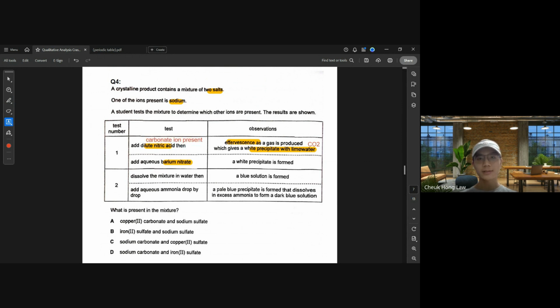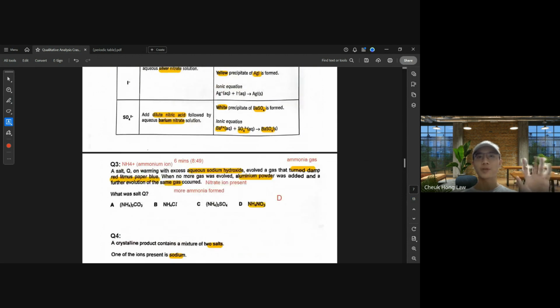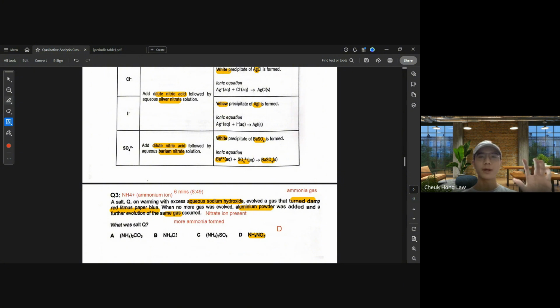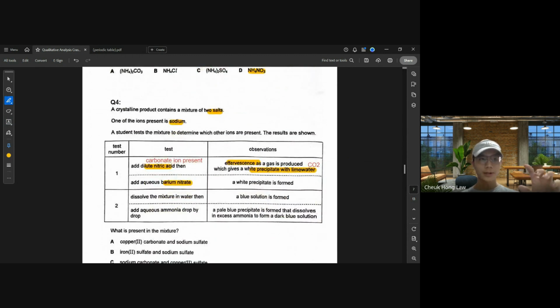Then next, you add aqueous barium nitrate, a white precipitate is formed. When you add barium nitrate, your white precipitate formed is barium sulfate, because this is your test for sulfate. So I know that this white precipitate is barium sulfate, which means sulfate ions are present. So I found two ions that are present already. One is carbonate and one is sulfate.